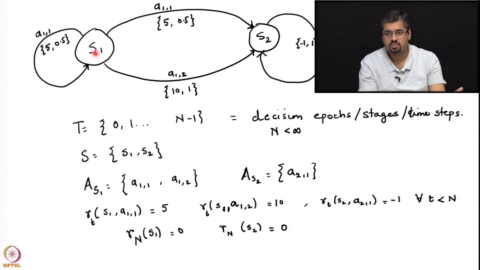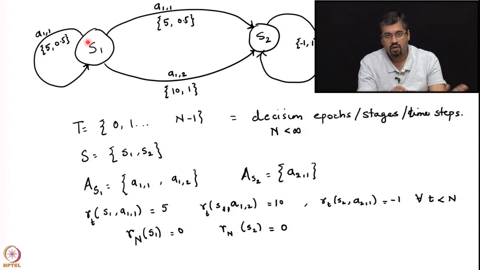Well, if you see, there is not much variation possible here. The reason is that if you are presently in state S1, the only way that could have happened is if you were previously in state S1 and took action A11. So, the only way you can presently be in state S1 is if in the previous step you were also in state S1 and you took action A11.